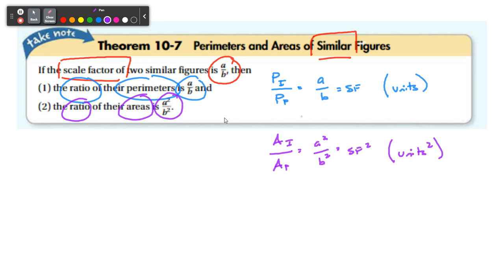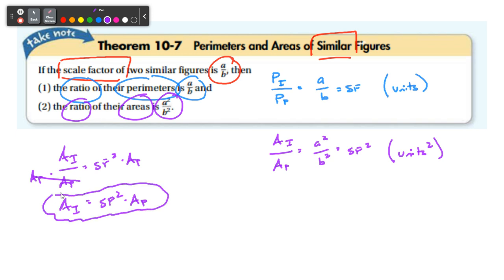Now, you're going to see a lot of what we do here. For instance, the area of the image over the area of the pre-image equals the scale factor squared. We're going to be trying to use one to find the other. To get rid of the fraction, I multiply both sides by the area of the pre-image, and they cancel. To find the area of the image, the new figure, you simply take the scale factor squared and multiply it by the area of the pre-image. We're going to use this a lot in our problems, and you'll see what I mean when we get into some Delta Math questions.